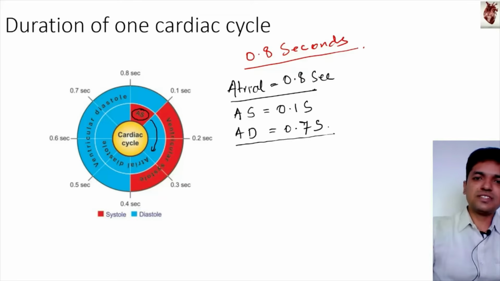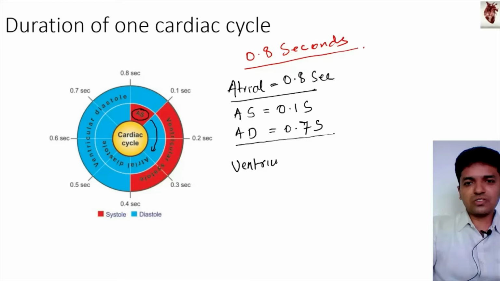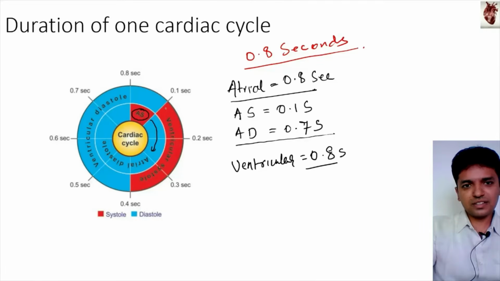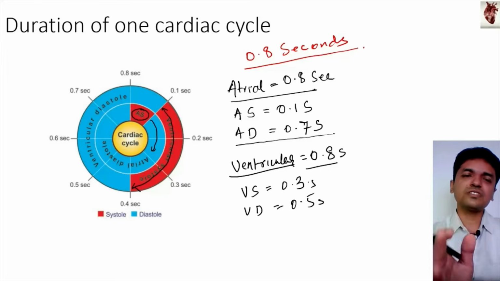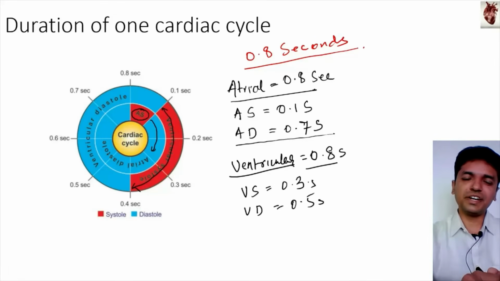Similarly, simultaneously, ventricular events are also happening, and ventricular events also happen over a period of 0.8 seconds. Here you are seeing this red color, which is the ventricular systole. What is happening from here to here? Here the ventricular systole is lasting for 0.3 seconds and the ventricular diastole is lasting for the remaining 0.5 seconds. So this is the total duration of the cardiac cycle.